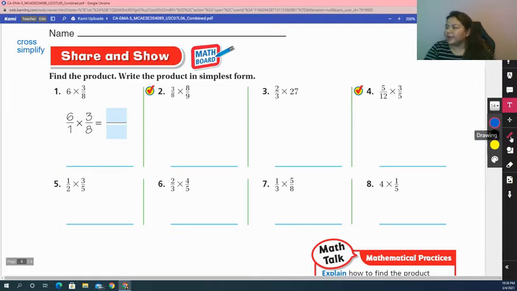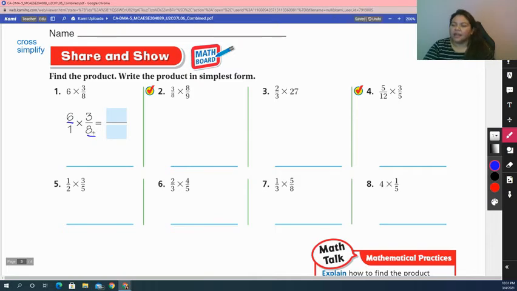When I cross simplify, I look at the numbers going across, just like an X. For example, I look at the 6 and I look at the 8, and I think, can I simplify these numbers? Can I divide by the same number so that I can make them smaller? This will make it easier so that you don't get a huge number.